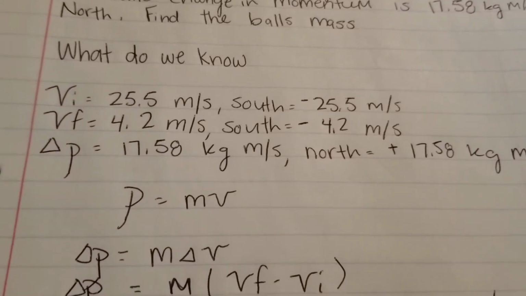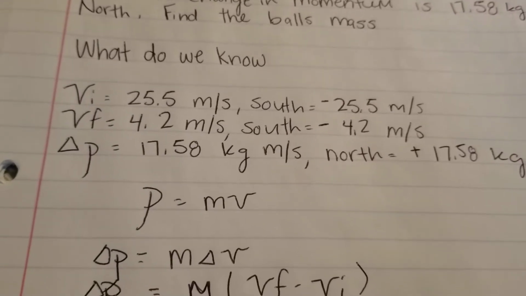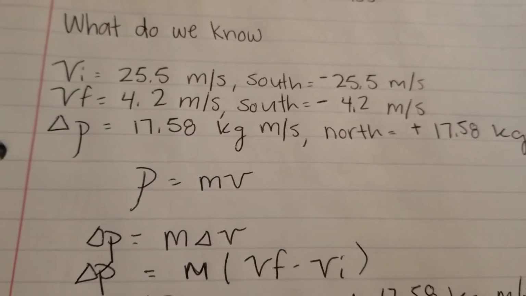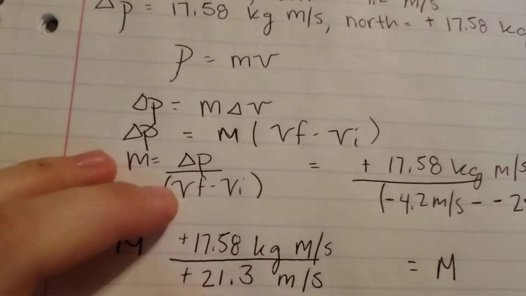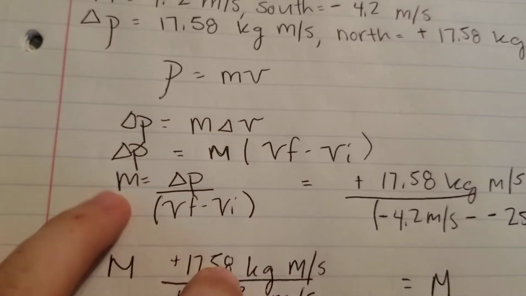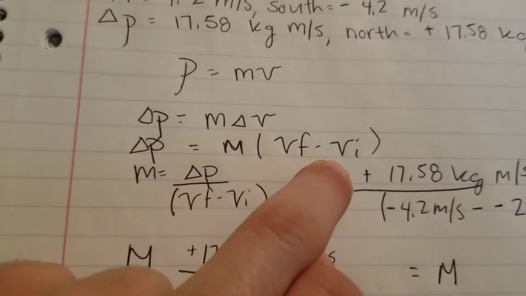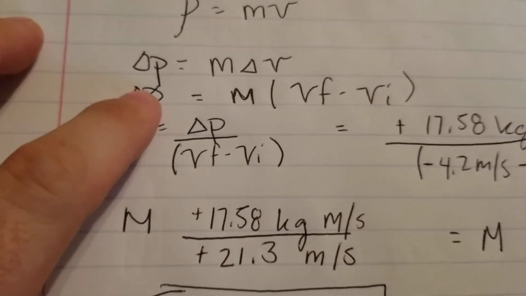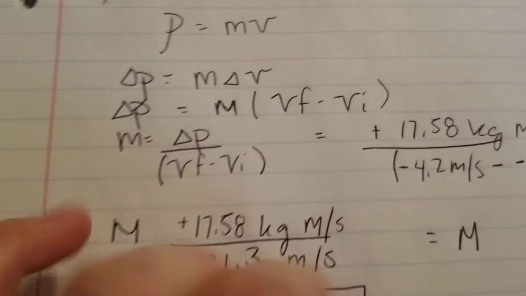So we know that change in momentum normally happens because there's a change in velocity. Therefore, we can derive the formula: change in momentum equals our mass times delta velocity. So delta P equals our mass times our velocity final minus our velocity initial. And if we rearrange the formula, mass equals our change in momentum divided by our velocity final minus our velocity initial.